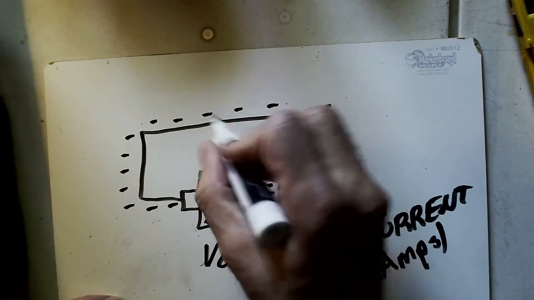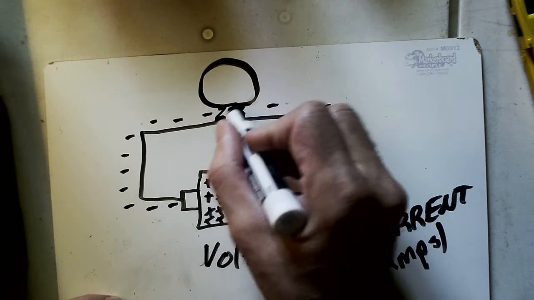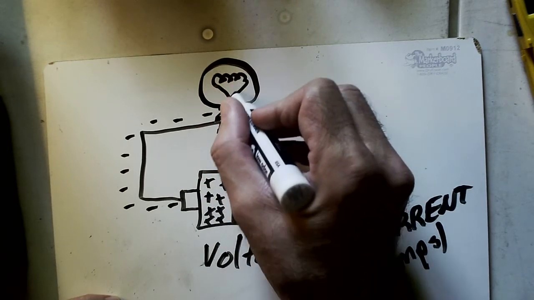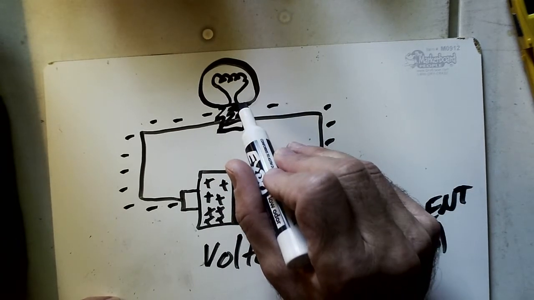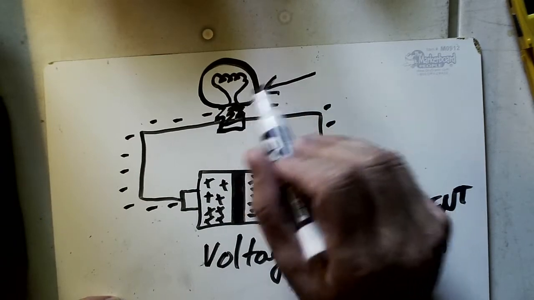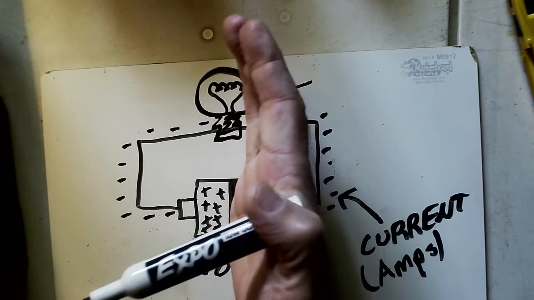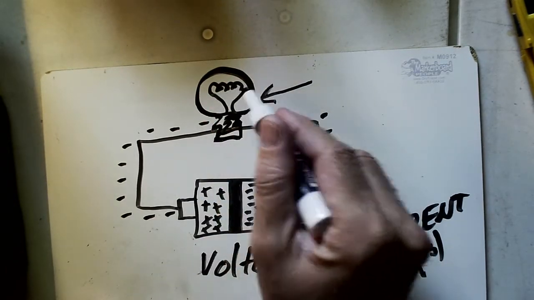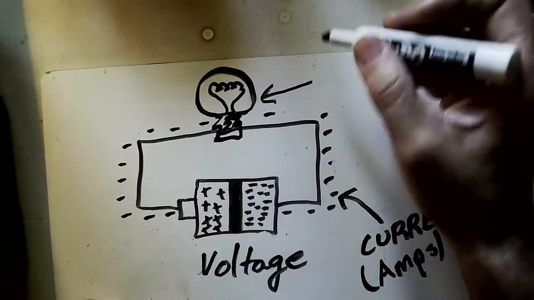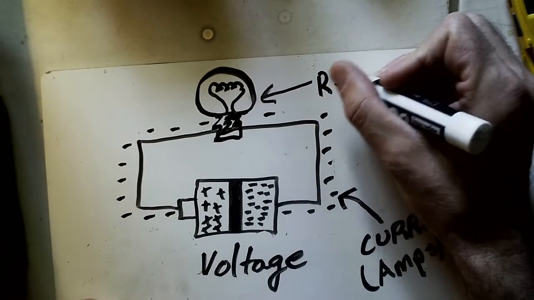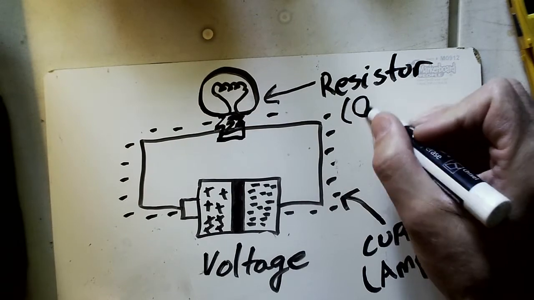And then if I was to put, right in here, a little light bulb, here's my light bulb. This light bulb is going to slow the electrons down, and that's why it glows. It's a dam. It's bunching up the electrons behind it, and there's this push, and it gets hot because the electrons are trying to force themselves through. That's why it glows. But this would be the resistor, and that is measured in ohms.